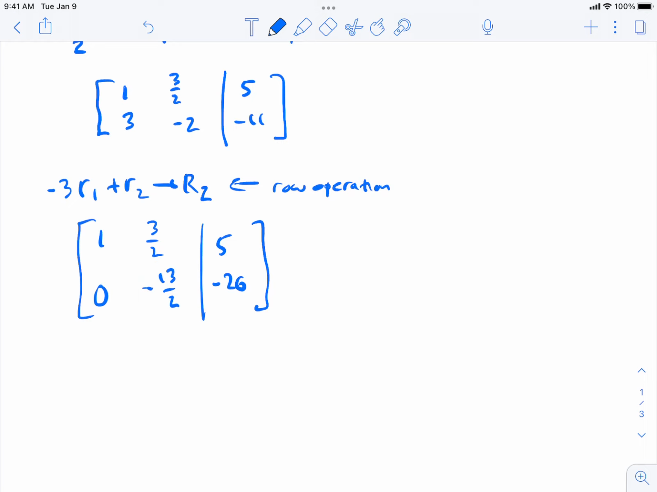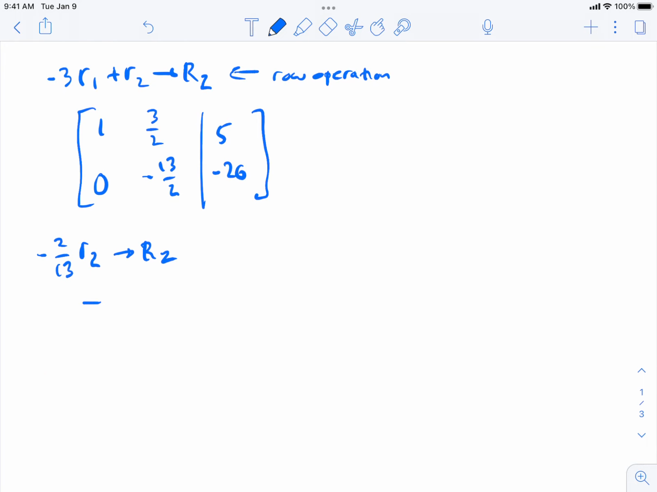That's the easy kind. So I'm going to take row 2 and I'm going to multiply by the reciprocal, -2/13. And that will become my new row 2. So row 1 is staying the same. A 1, a 3 halves, a 5. Row 2 is getting changed. Take each element in row 2 and multiply it by this. 0 times that is still 0. That's nice.